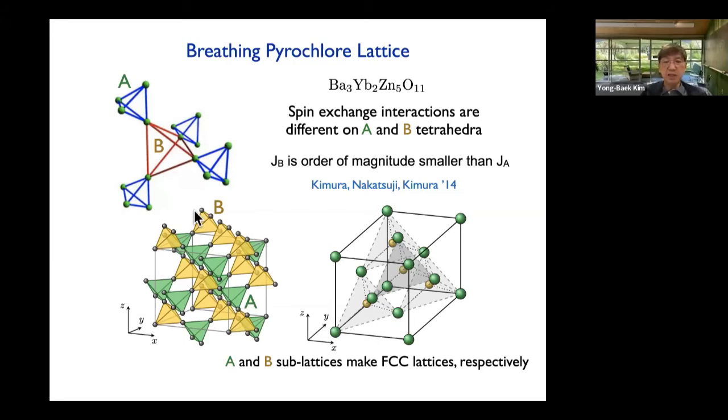In order to save space, I like to represent this up tetrahedron by a green dot here, and the down tetrahedron by a yellow dot here. And as you know, the A and B sublattices make FCC lattices respectively. Okay, so I'm going to use this shorthand figure notation.